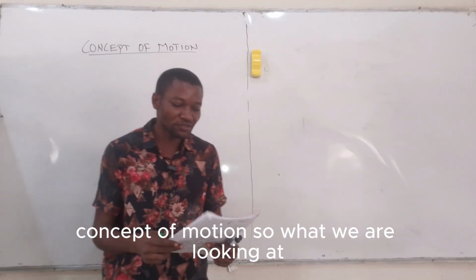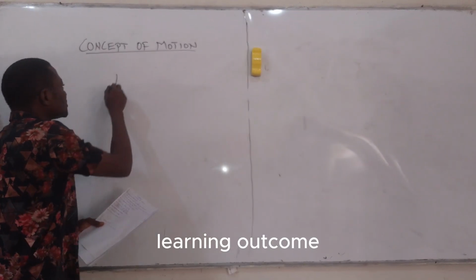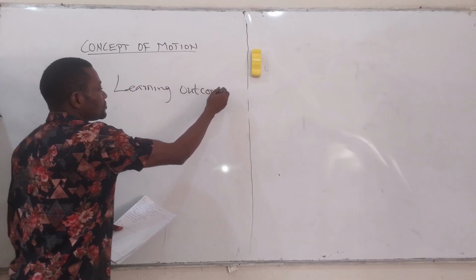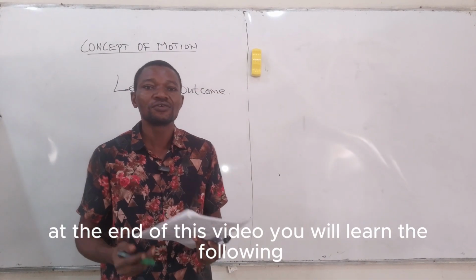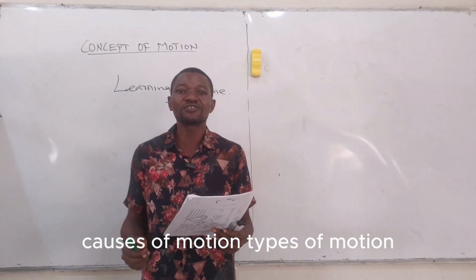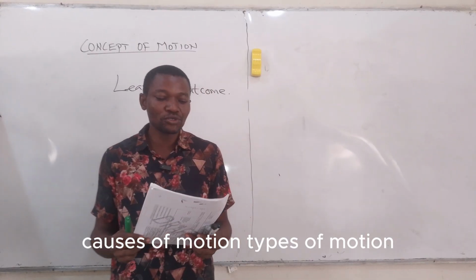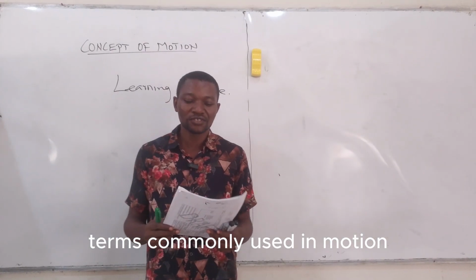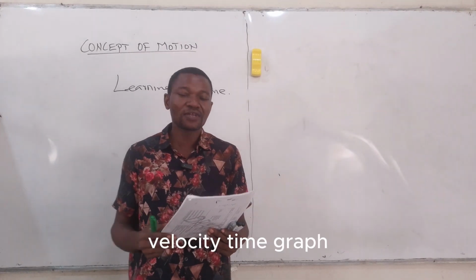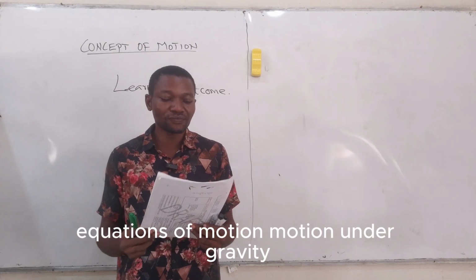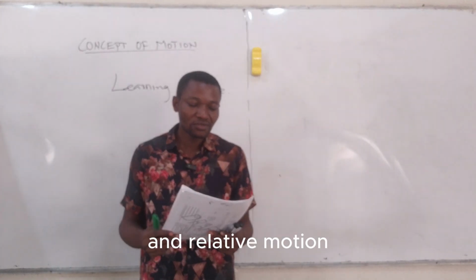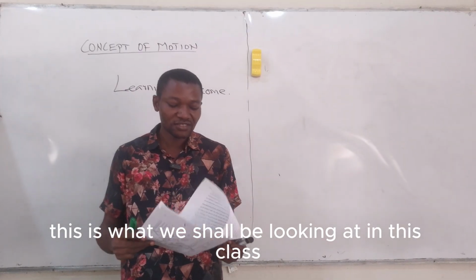In this video, we want to look at the concept of motion. So what we are looking at, learning outcome. At the end of this video, you will learn the following. You will know what motion is all about, causes of motion, types of motion, terms commonly used in motion. You will learn displacement time graph, velocity time graph, equations of motion, motion under gravity, and relative motion. This is what we shall be looking at in this class.